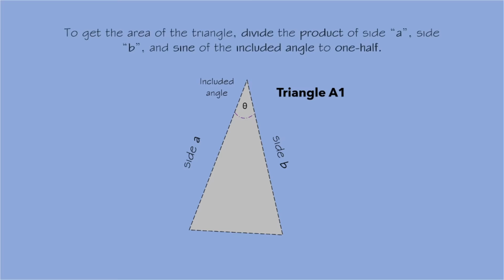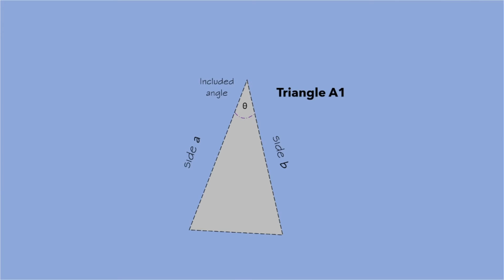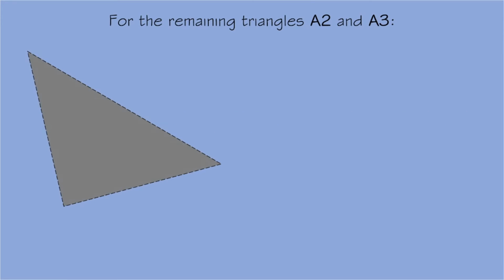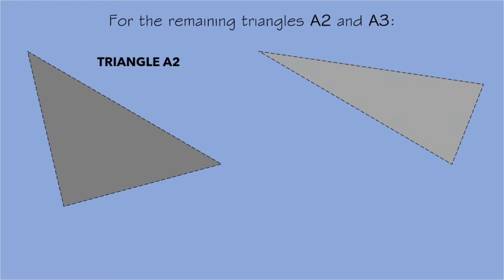To get the area of the triangle, multiply side A, side B, and the sine of the included angle, then multiply by 1/2. Shown below is the formula for finding the area of the triangle. Repeat the steps for the chosen second and third triangles of the polygon. For the remaining triangles A2 and A3, here's the illustration of getting their areas.